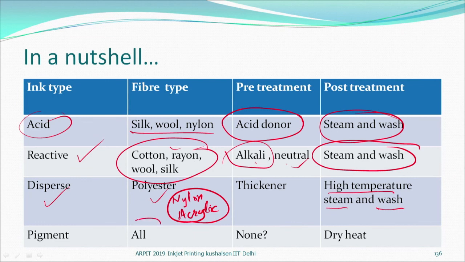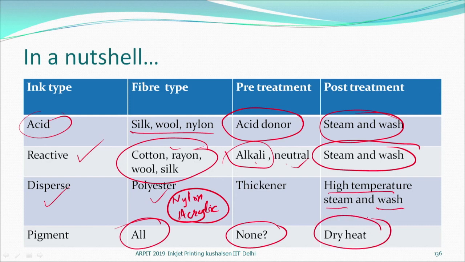Pigment can be for all fibers. Actually you do not require any pre-treatment unless the surface is rough. So, you give some pre-treatment to make sure the surface is all right. For post-treatment you only have dry heat, and that is it. You would be having a good design. So, that is in a nutshell.